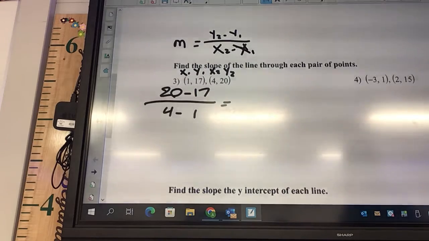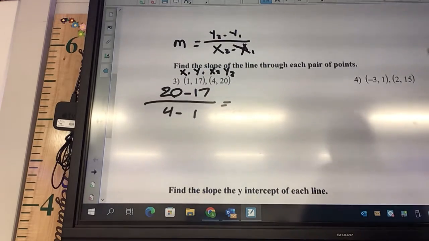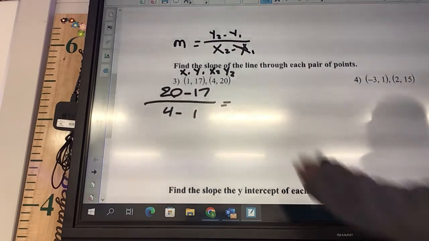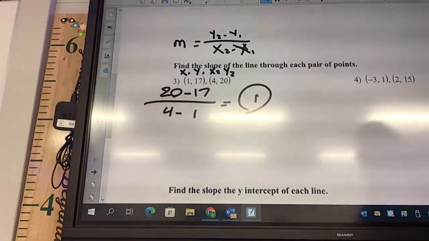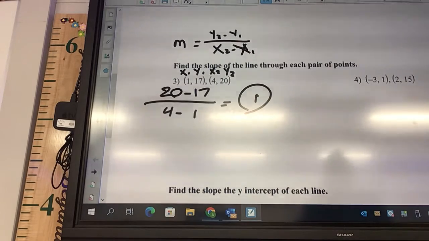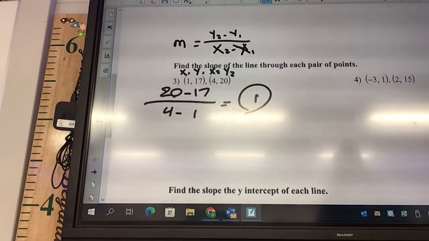I got 3 over 3. Well, I got 1. I got 1. Oh yeah, 1, 3 over 3, my bad. You need to use a calculator. I don't know where you got 59. Hey, I'll check. My camera's on.